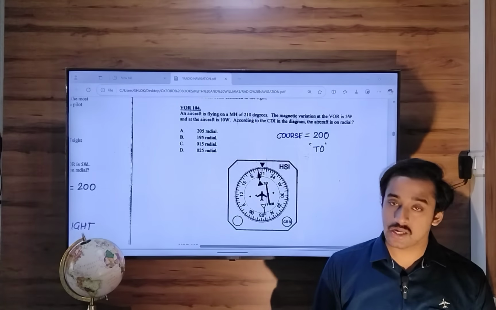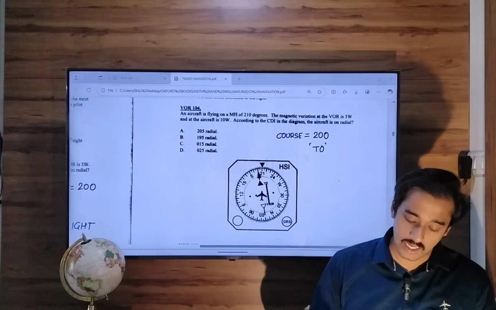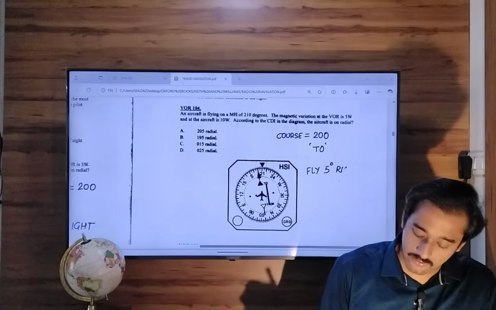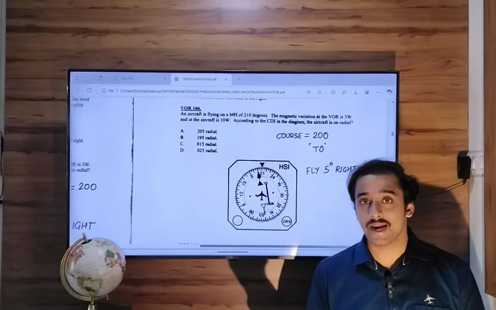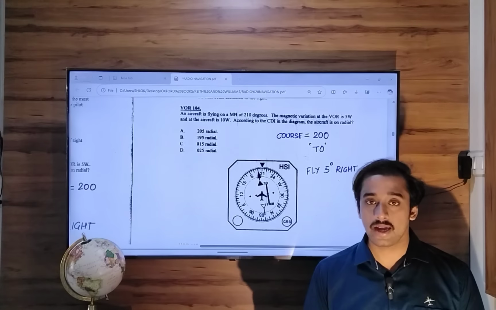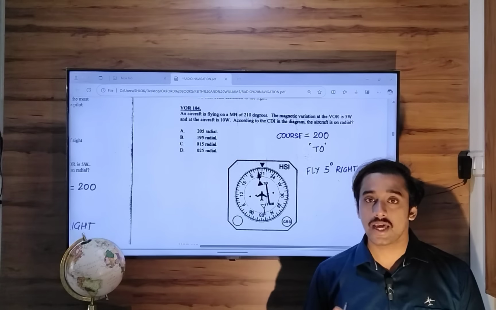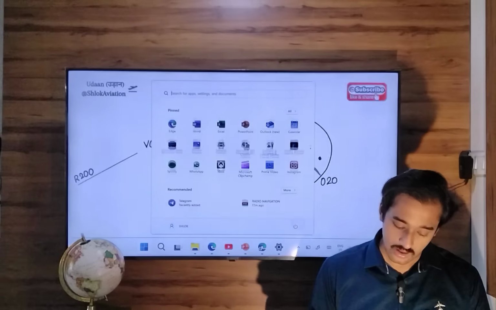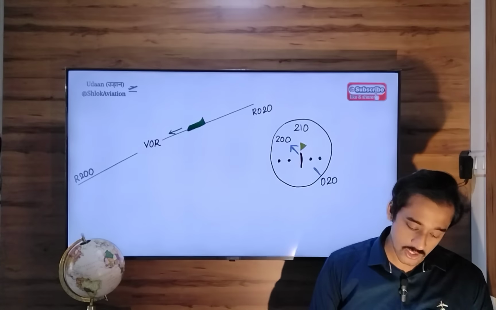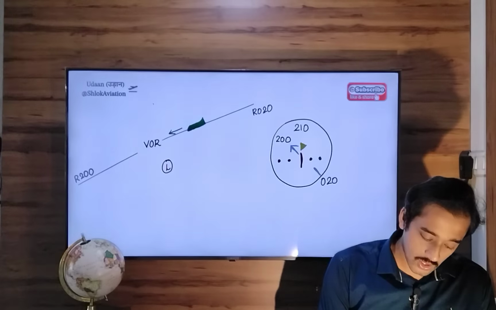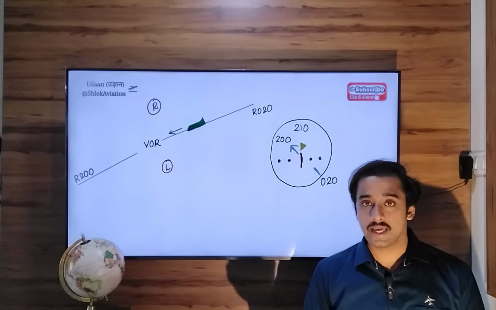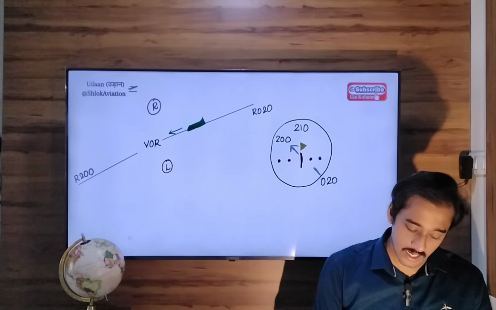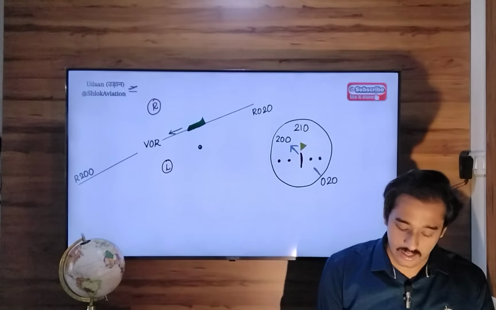But in the diagram here, you can see the CDI indication is telling the pilot to fly 5 degrees right. If the CDI indication is fly 5 degrees to the right, that means the aircraft has deviated to the left hand side. Now going inbound, this becomes your left hand side and this becomes your right hand side. So if the CDI indication is asking you to fly right, that means the aircraft has deviated to the left of the track. That means the aircraft is somewhere here.